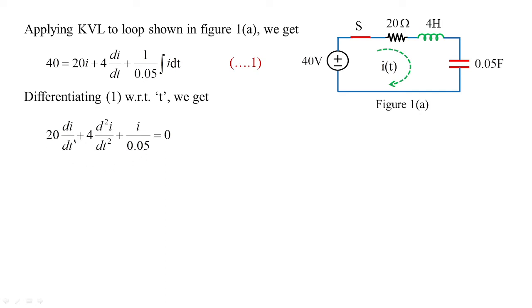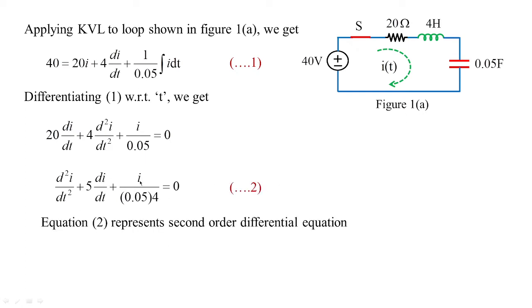Now let me bring this equation into a generalized equation. So I'm taking 4 beneath of 20 and beneath of I. So this becomes d square I by dt square plus 5 di by dt plus I by 0.05 multiplied with 4. How did we get 5 di by dt? Because 20 divided by 4 gives the value as 5. So this equation 2 is a second order differential equation.